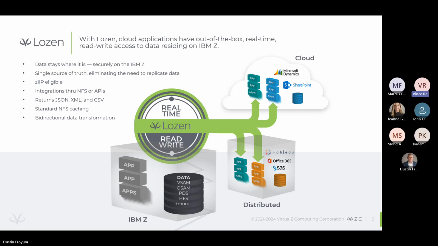Which update do I want? Do I want the one that happened in, I don't know, a mainframe CICS transaction while I was running in the cloud, or do I want the one the cloud created? So, people invent these massively complex processes to deal with the updates. With Lozen, none of that's necessary.